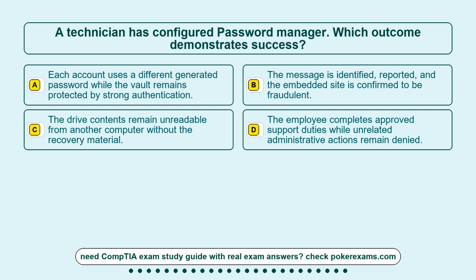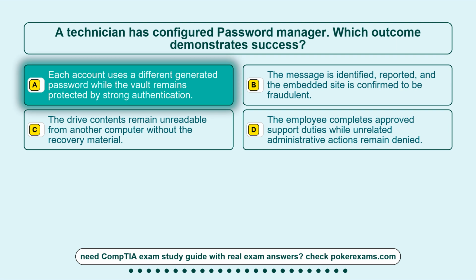Question 4. A technician has configured a password manager. Which outcome demonstrates success? Option A. Each account uses a different generated password while the vault remains protected by strong authentication. Option B. The message is identified, reported, and the embedded site is confirmed to be fraudulent. Option C. The drive contents remain unreadable from another computer without the recovery material. Option D. The employee completes approved support duties while unrelated administrative actions remain denied.